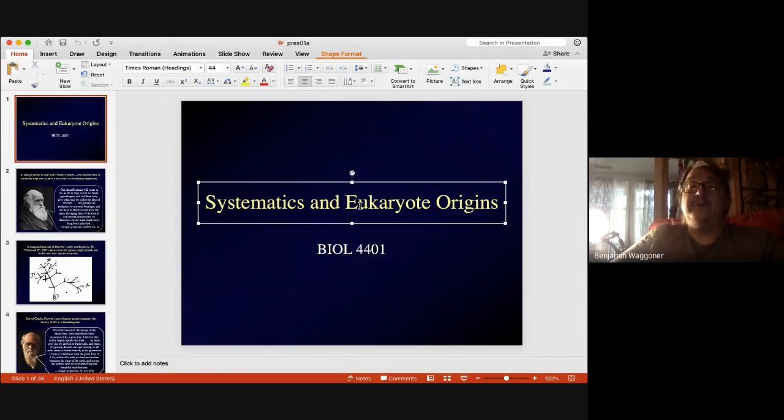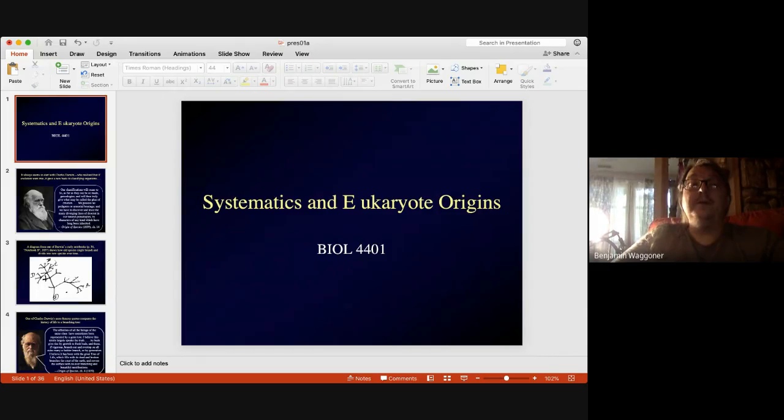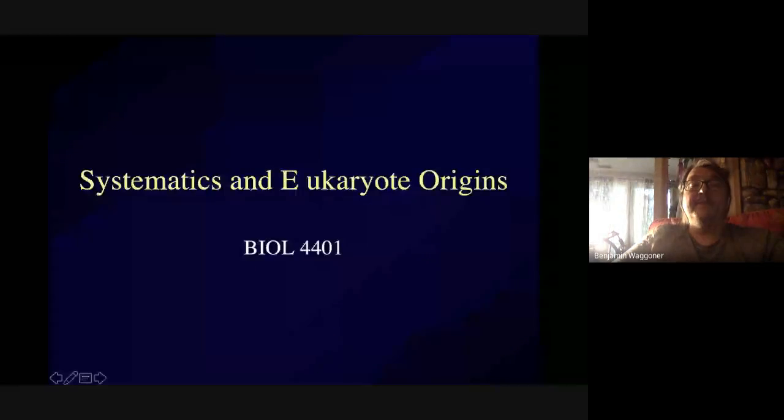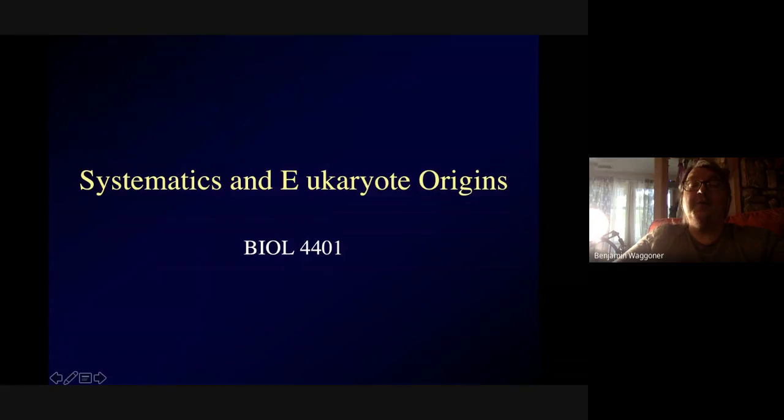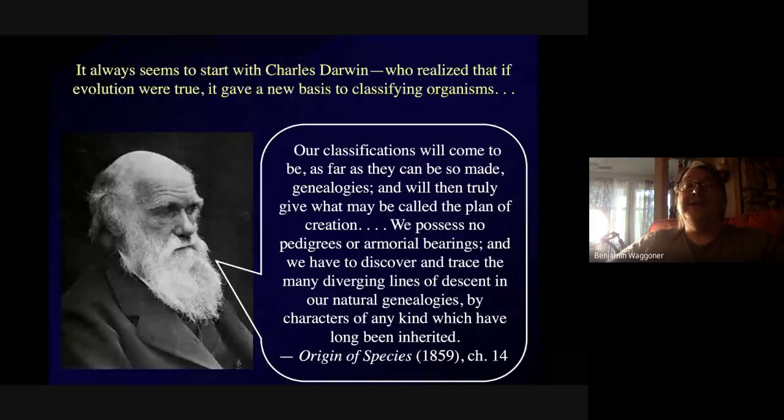And as many things do, it goes back to my home slice Charles Darwin, or as I like to call him, Chuck D, who realized that if this whole evolution business were actually true, it would force you to classify organisms in a different way. It would give classification a new basis. And as he said in Origin of Species, back in 1859, our classifications will come to be, as far as they can be so made, genealogies.